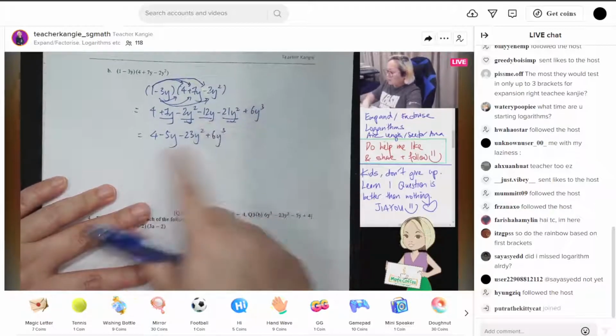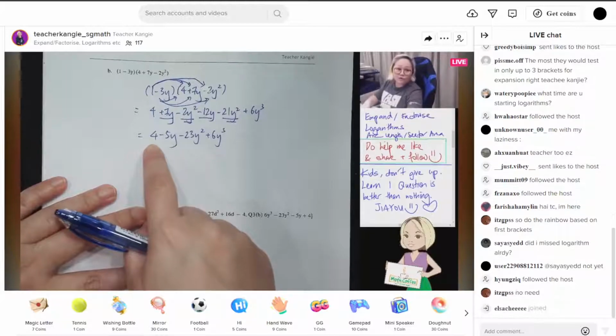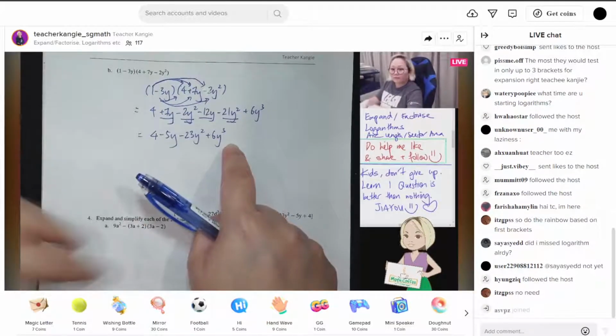So a student asks, do I have to put 6y cubed minus 23y squared minus 5y plus 4? It doesn't matter. You put it in this form is also fine. Okay?